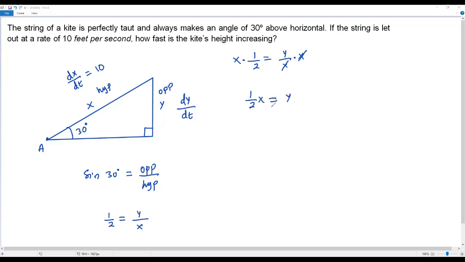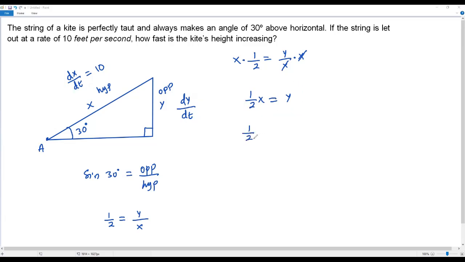Now what I have to do is find the derivative on both sides with respect to time so that I can use this information, and also I'll be able to get dy over dt, which gives the change in the kite's height. That is how fast the kite's height is increasing. So let me find the derivative on both sides of this equation with respect to time.